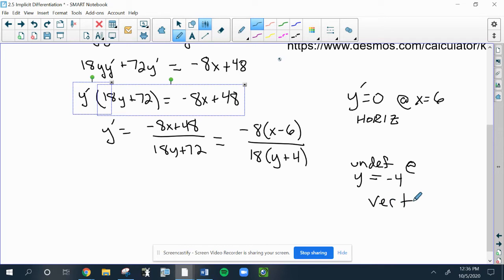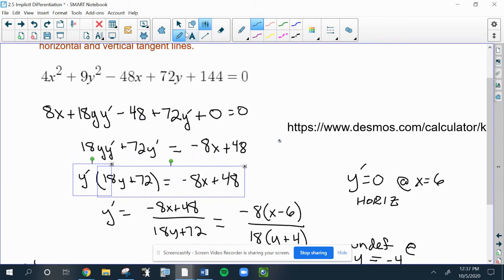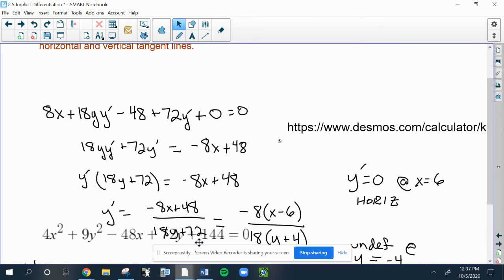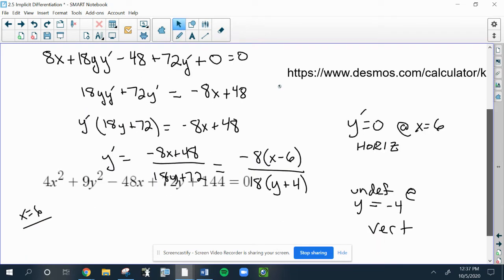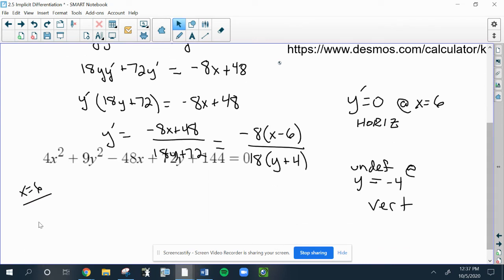But those are just the locations. We have to find the points. So the horizontal tangent lines happen when x equals 6. So when x equals 6, you have to figure out what y is. And we're looking for points on the original graph. So you have to plug it in to this and solve for y.